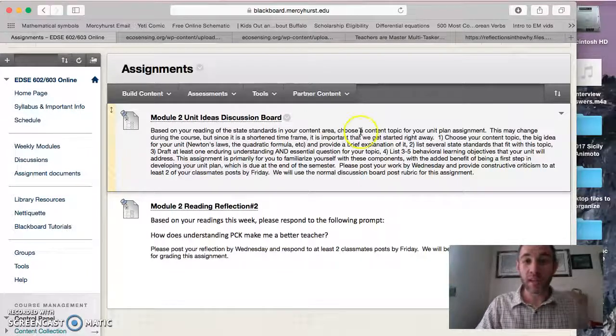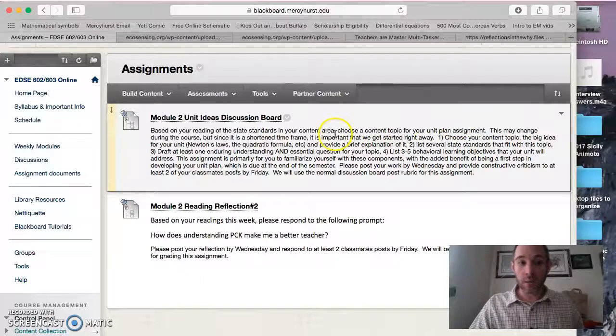We can't really waste any time. So you're going to pick a content topic, and it's not etched in stone. It might change, but we have to get started somewhere, so this is where we're going to start. You're going to pick a topic within your content area, and that will be the topic that we're going to start exploring for your unit plan. So this may change, but it's the one we're going to start with. 1, choose your content topic. That's your big idea.